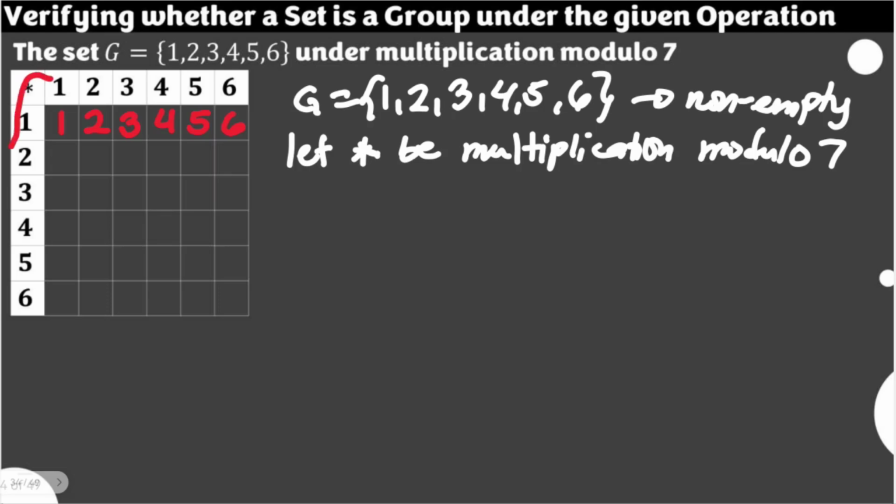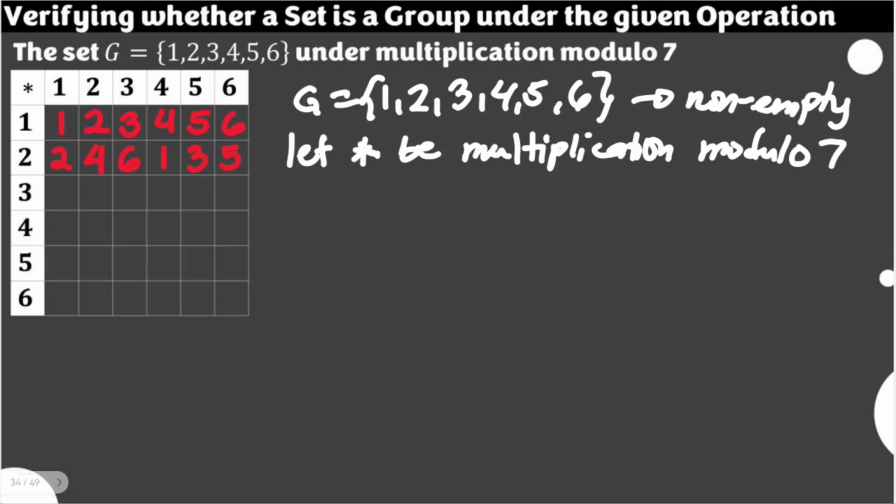2 star 1 is 2 modulo 7, still 2. 2 times 2 is 4. Take note, we are multiplying, not adding. So 2 times 2 is still 4 modulo 7. 2 times 3 is 6 modulo 7. Now here comes 2 times 4. 2 times 4 is 8. So 8 modulo 7, when divided by 7, you have a remainder of 1. 2 times 5 is 10, modulo 7 is 3. 2 times 6 is 12, under modulo 7 is 5.